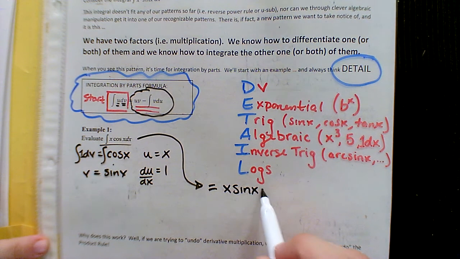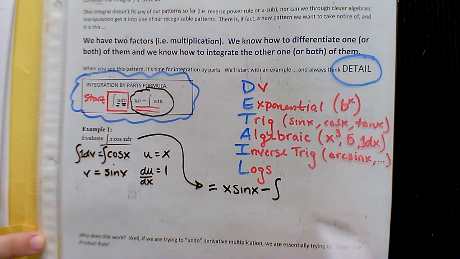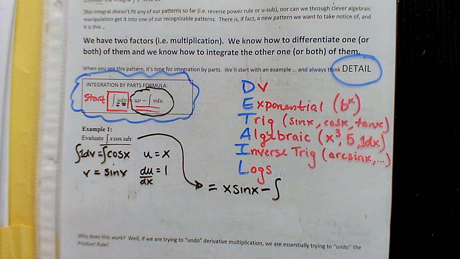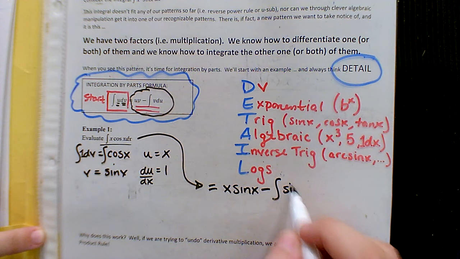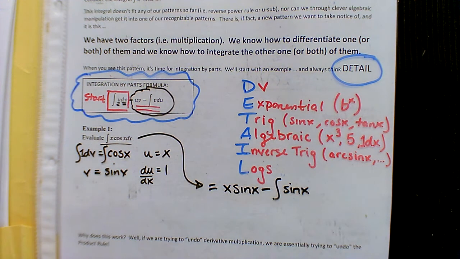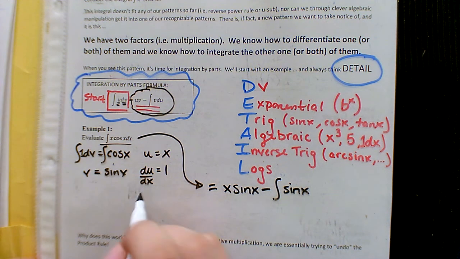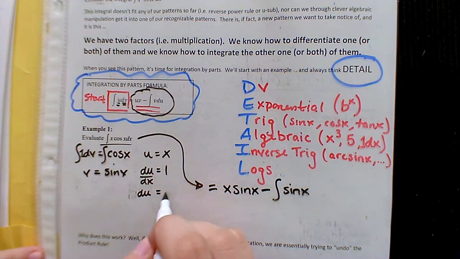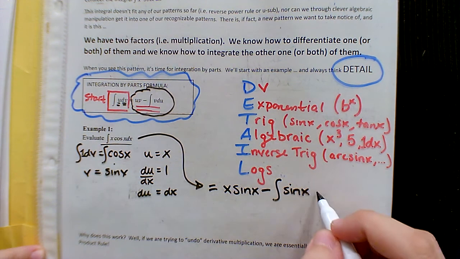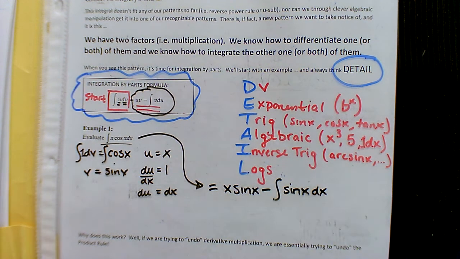And then we have to subtract the integral of v, which we said was sine. And then we need du. But notice how we have du over dx equals 1. So can we solve for du? Multiply the dx over. Okay. So du in this case is just dx.